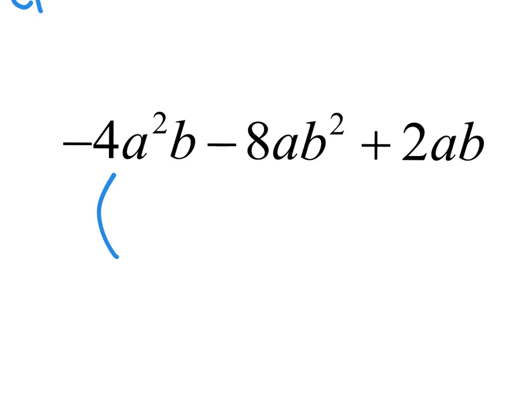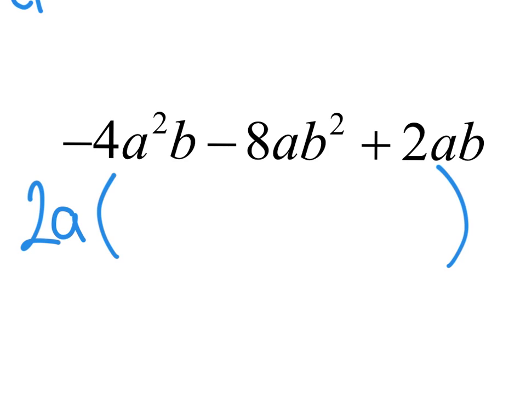If you pull out a 2, are there any letters that are in common in each and every term? A and B. If I focus on the A's, how many A's are here? There's 2. How about here? 1. Here? 1. So how many A's could I pull out from here, here, and here all at the same time? Only 1 A. So you're going to pull out an A.